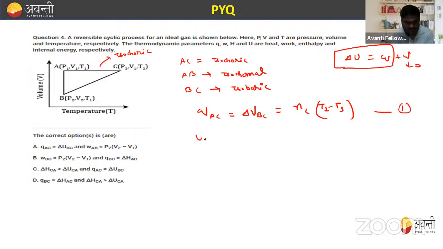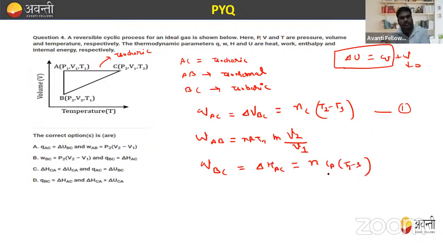Now the second one: work done from A to B is equal to nRT1 ln V2 upon V1. Now, Q of BC is equal to delta H of BC, which is equal to nCp (T2 minus T1). Now, heat from A to B. So A to B is an isothermal process. So during an isothermal process, delta U is 0. So if delta U is 0, then Q is equal to W. And the heat supplied at constant pressure is known as enthalpy, right? So which of the following is correct? The correct options are only B and C. So only B and C are the correct options, and the rest are incorrect.